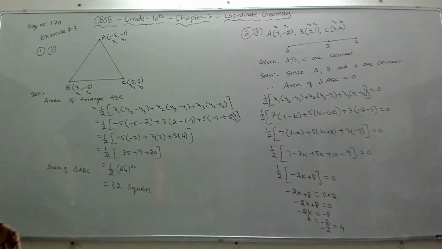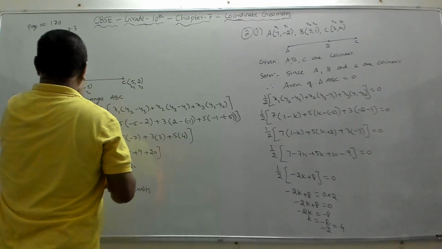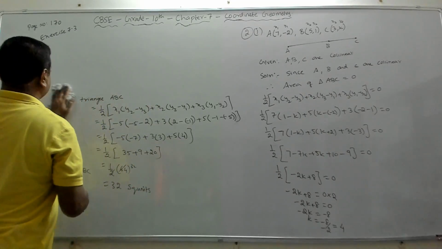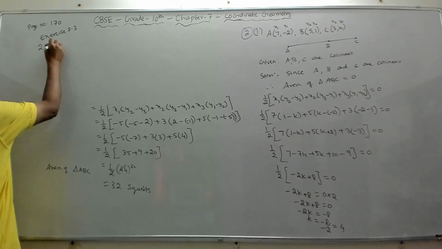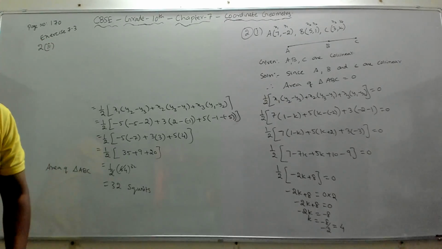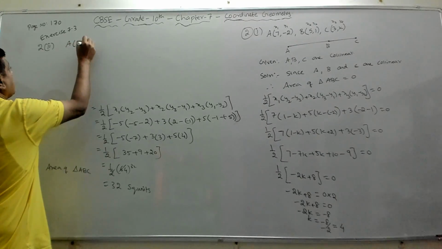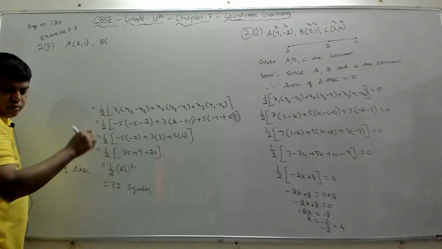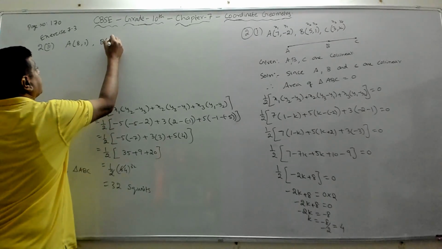Right, now let's do the second part of second problem. Again, we have to find the value of k for which the points are collinear. So second problem, second subdivision. Again, we'll take the three given points. They are what? A of 8 comma 1, B of k comma minus 4.